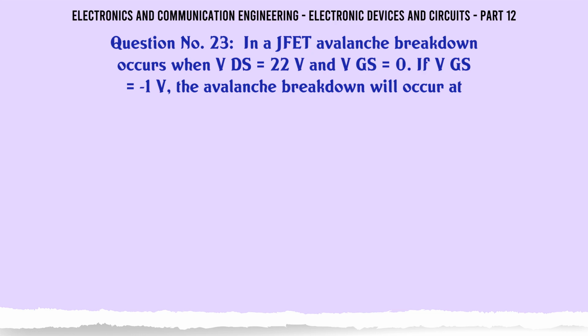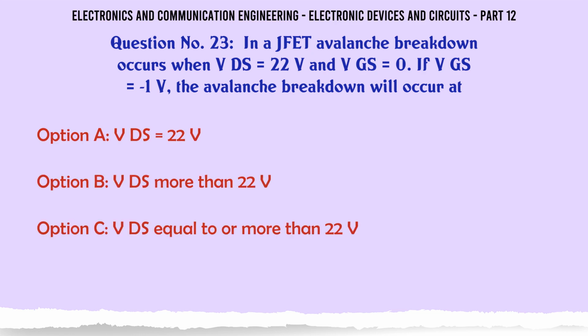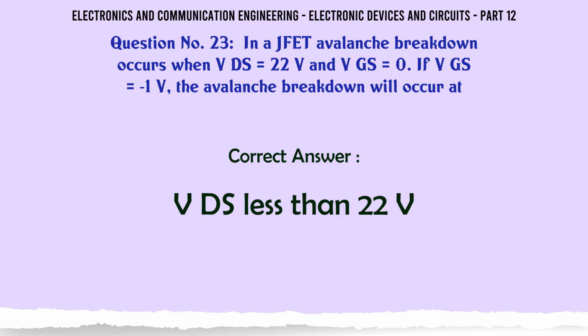In JFET, avalanche breakdown occurs when VDS = 22V and VGS = 0. If VGS = -1V, the avalanche breakdown will occur at A. VDS = 22V, B. VDS more than 22V, C. VDS equal to or more than 22V, D. VDS less than 22V. The correct answer is VDS less than 22V.